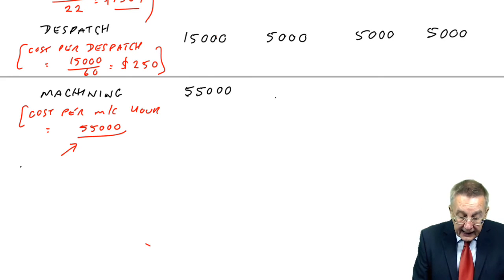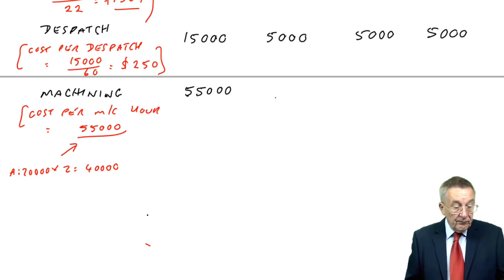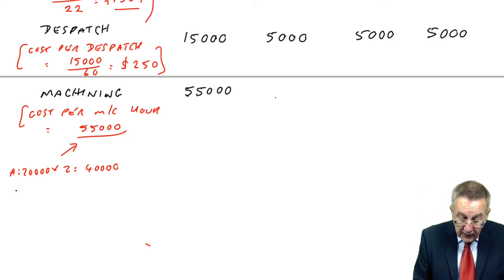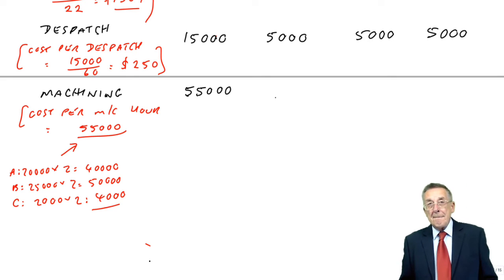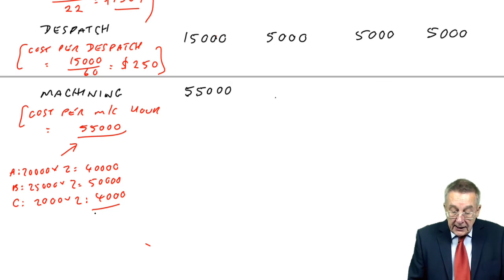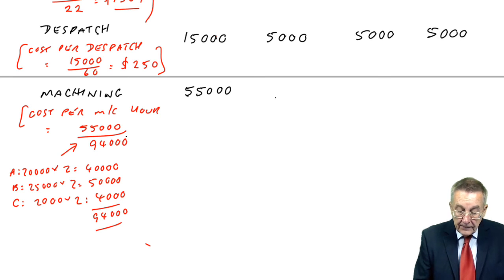You see, product A, there are 20,000 units. Each one is 2 hours machine time. Product B is 25,000 units being produced. Each one of them takes 2 hours, which is another 50,000. And product C, 2,000 are being produced, again 2 hours each, a total of 4,000. So in total we're working 94,000 machine hours.